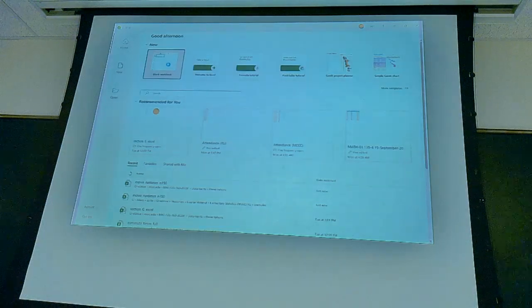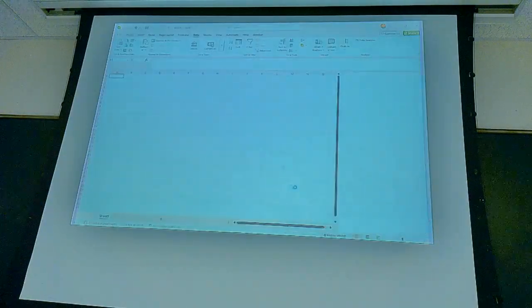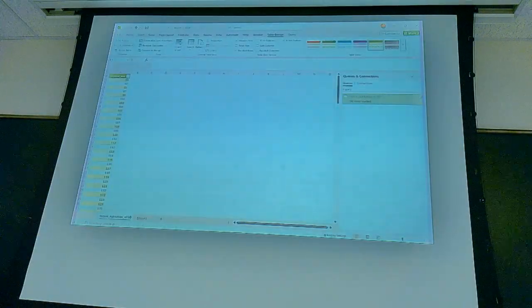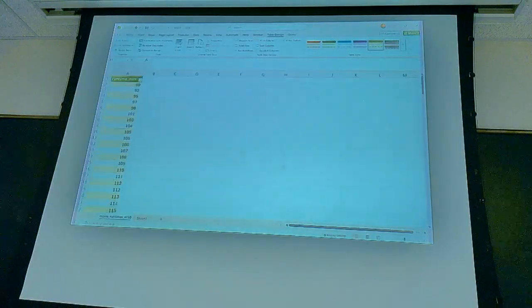Data, import it. Why is it not showing? So there's our run times in minutes.